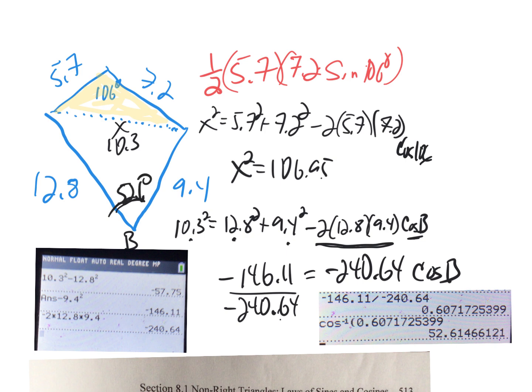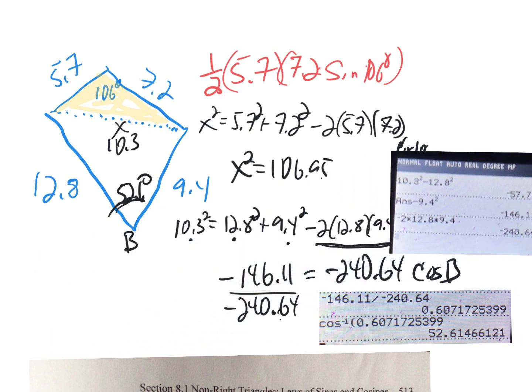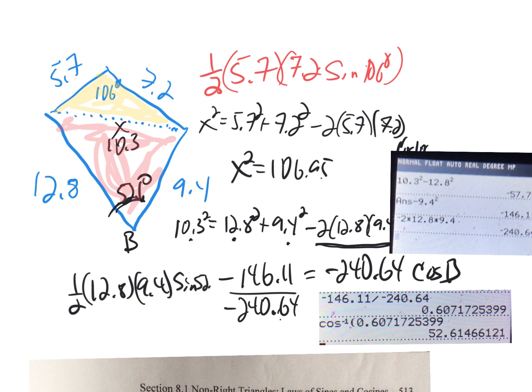Now I can just apply that side angle side calculation to find out what the area of that big whole white triangle is. So let's make it a red triangle. This red triangle we're going to find. So I'm going to do 1/2 times 12.8 times 9.4, because those are the two sides, times the sine of the 52.6 degree angle.